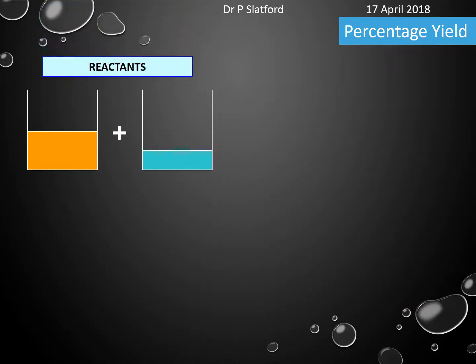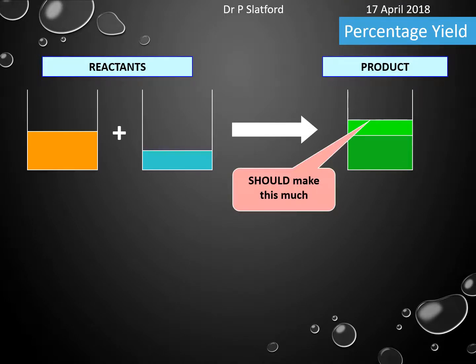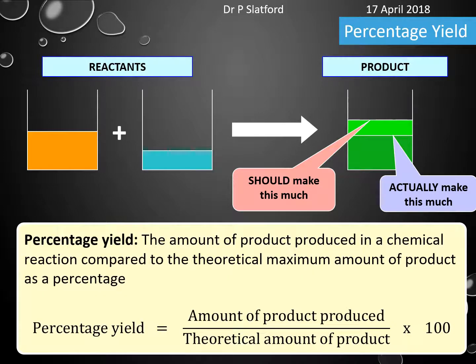So we need to think about how we work out our percentage yield. So if I take reactants, and I'm going to make a product. The top of the flask there is how much I should be able to make. The bottom line there is how much I actually make. And the percentage yield is the amount of product produced in a chemical reaction compared to the theoretical maximum amount of product as a percentage. And there's an equation here. So percentage yield is the amount of product produced divided by the theoretical amount you should be able to produce, times 100.